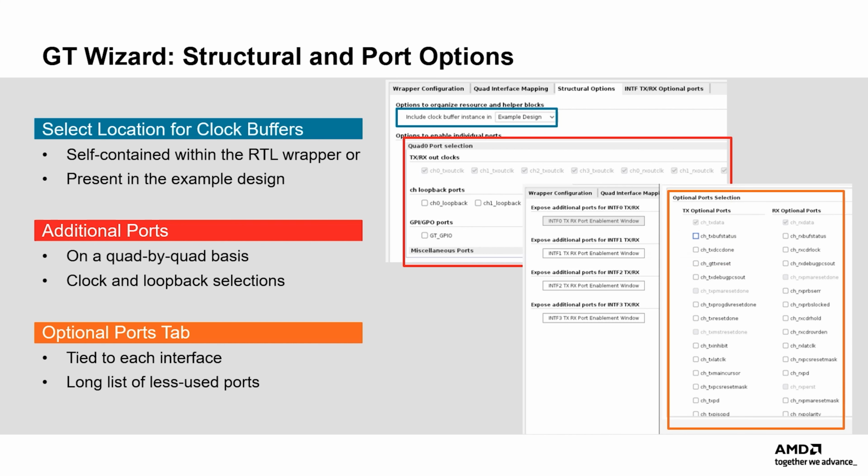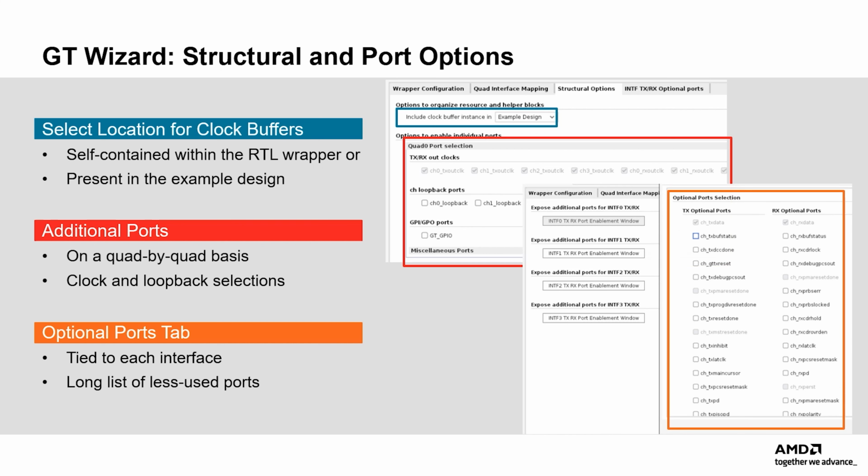The ports which are invalid for the configuration are disabled for enablement. Users can enable the optional ports according to design requirements. This is what the final GT Wizard-enabled RTL output looks like.